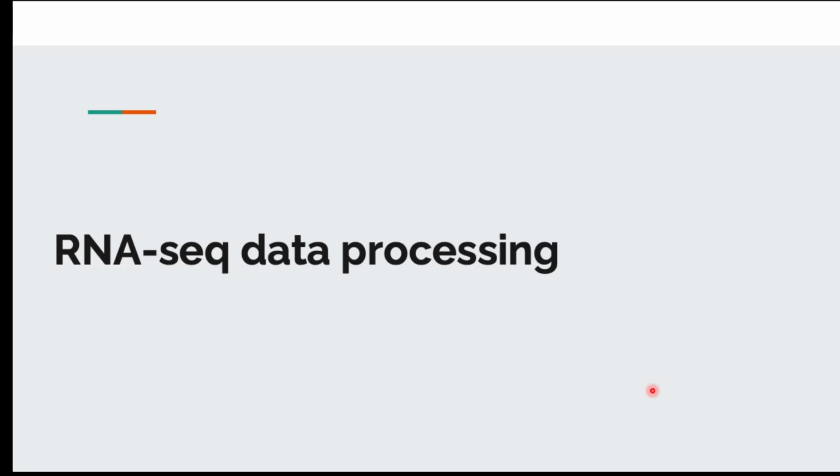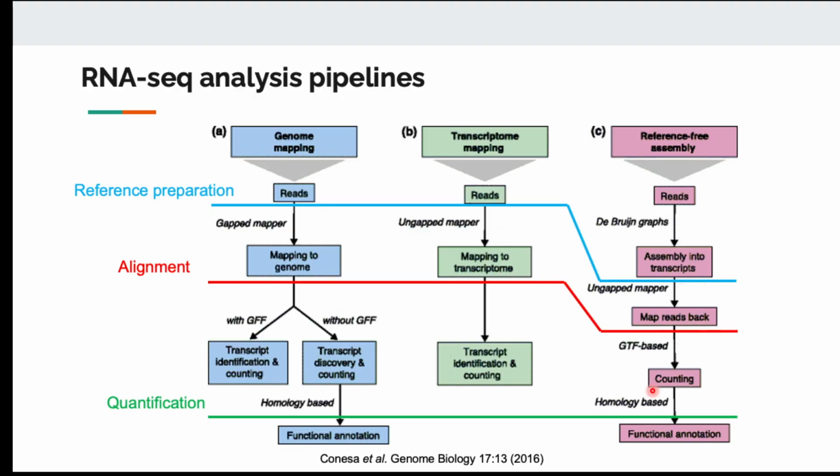Okay, so what can we do with RNA-seq data? There are three ways that people proceed for RNA sequencing data. If you have a reference genome, you know the genome, you know the gene location, you can map your RNA sequencing on the genome. If you have a reference transcriptome, that means other people who have done RNA sequencing before have mapped out all the genes, all the isoforms. They can create a database of isoforms.